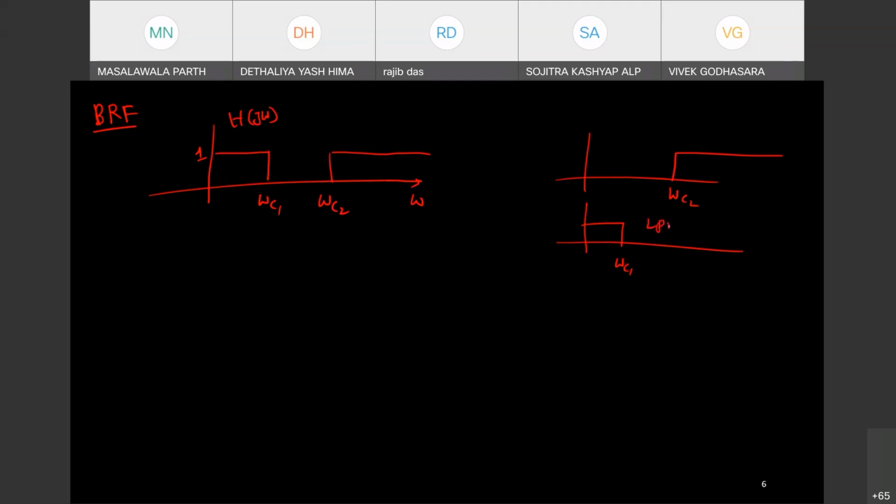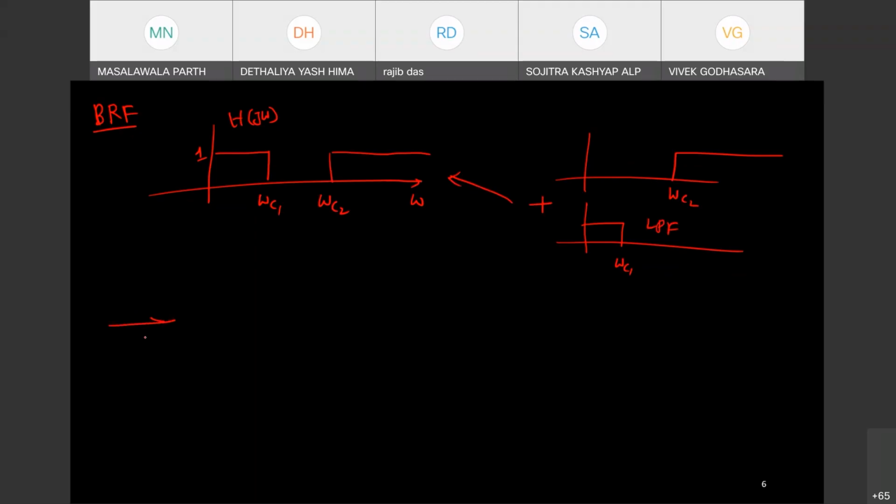This is low pass. Addition. Exactly, it is not by multiplication. You can get this one by addition. If I take the addition of these two, then I can get this one. So addition means what? Not cascading. It is a parallel combination.